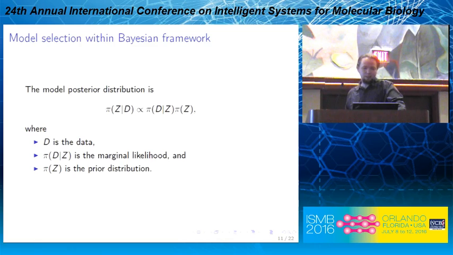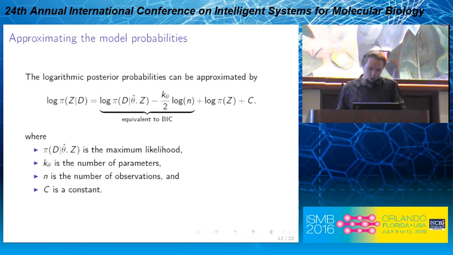This basically leads to a model selection problem, and we carry out the model selection within a Bayesian framework, which means that we are essentially interested in this posterior distribution over the different configurations of the Z matrix. And we approximate the model probabilities by using this expression, which is based on the Bayesian information criterion approximation for the marginal likelihood.